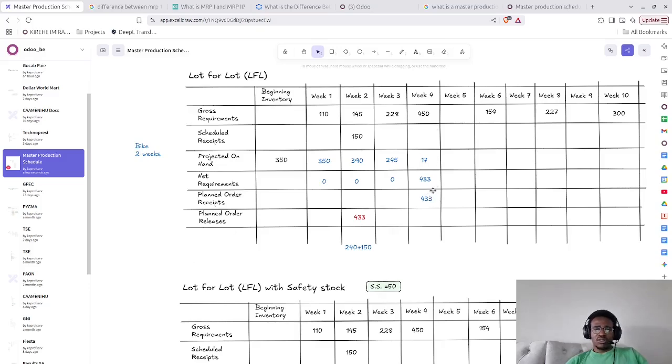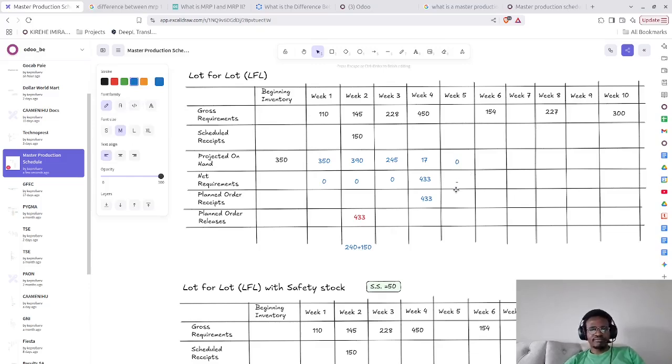Okay, so now we have 433. We had 17 on hand, a total of 450. When we sell 450, we are left with 0. So 0, demand is 0, requirement is 0. So of course, here I can just put 0, just like that.